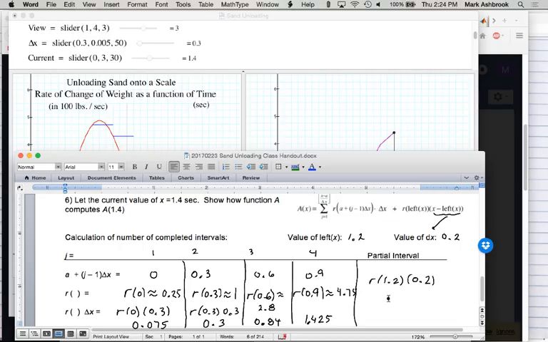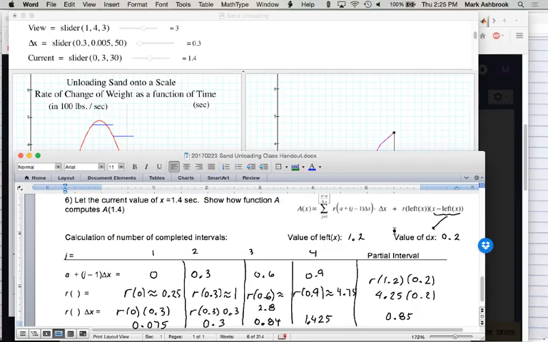From the graph, what is r of 1.2 about? 4.25. Someone else agree with that? Times 0.2. Is that 0.85? Okay, so accumulation from each of the 4 completed intervals, computed by the sum, right? j equals 1, j equals 2, boom. j equals 3, boom. j equals 4, boom. And then the little more accumulation from the partial interval, r of left times dx, 0.85.